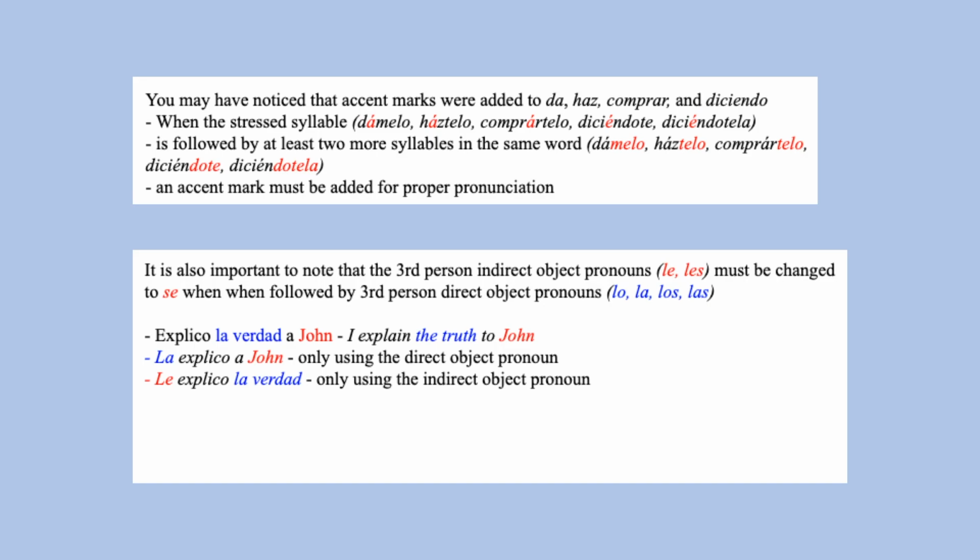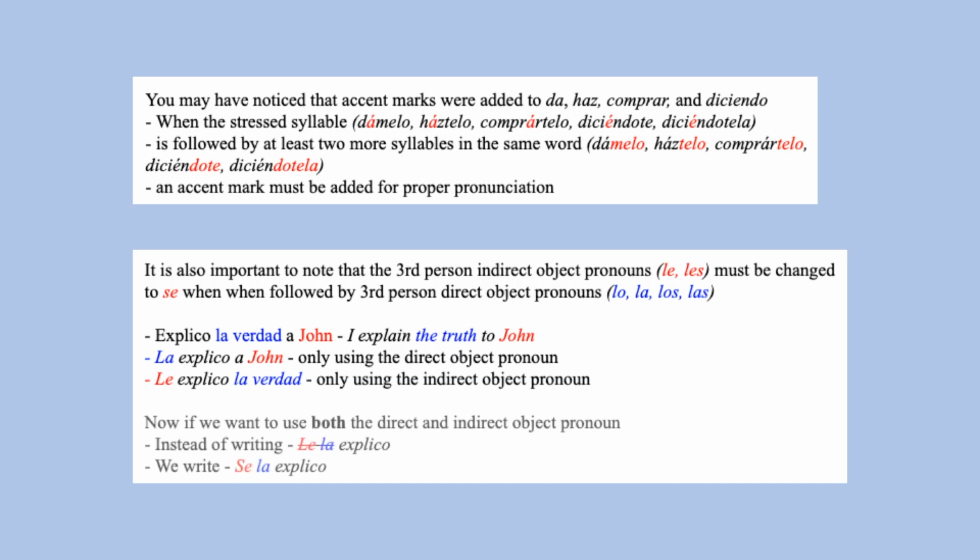Explico la verdad a Jean. With only the direct object pronoun we have la explico a Jean. With only the indirect object pronoun we have le explico la verdad. If we use both the direct and indirect object pronoun, we do not write le la explico, we say se la explico.